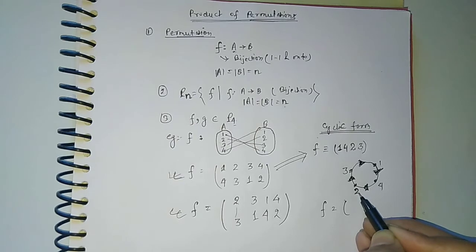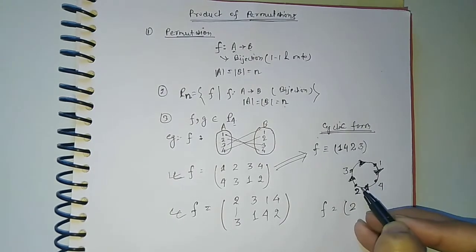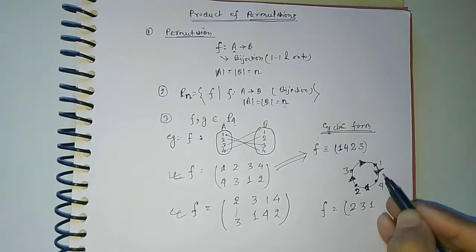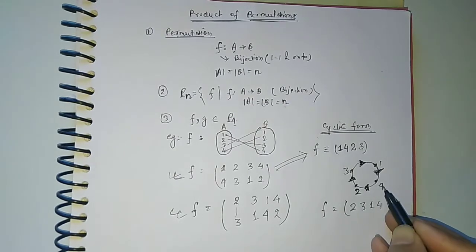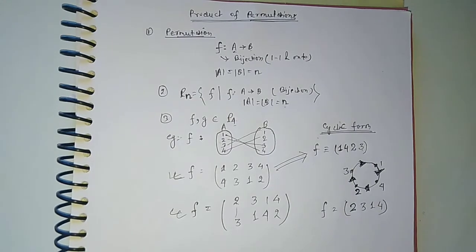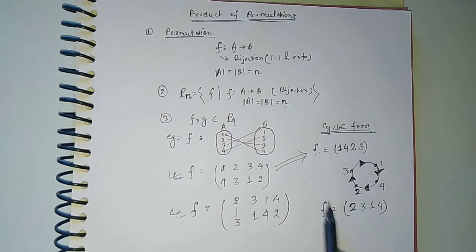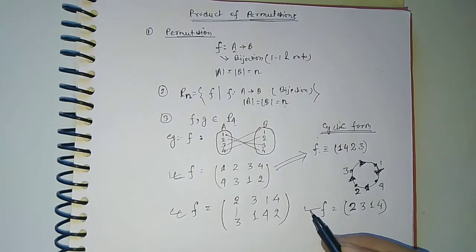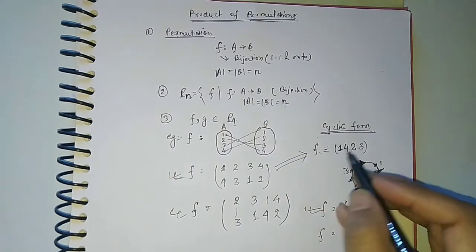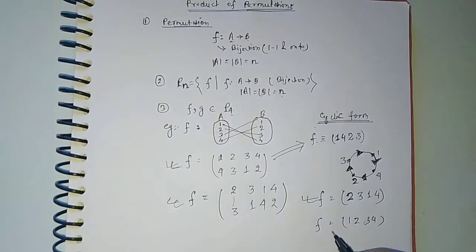Say we restart from the element 2, so write 2. Going in this direction, after 2 we write 3, after 3 we write 1, after 1 we write 4, and after 4 it is 2, but 2 is already here, so we have to close it. In the cyclic form we cannot repeat any element, so this is also a cyclic form of F. But we cannot represent this cyclic form as 1, 2, 3, 4. This is not equal to this.